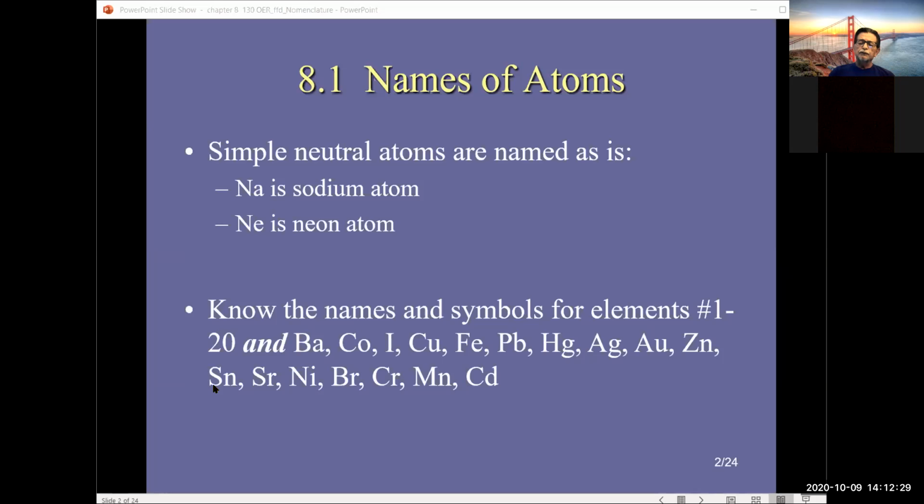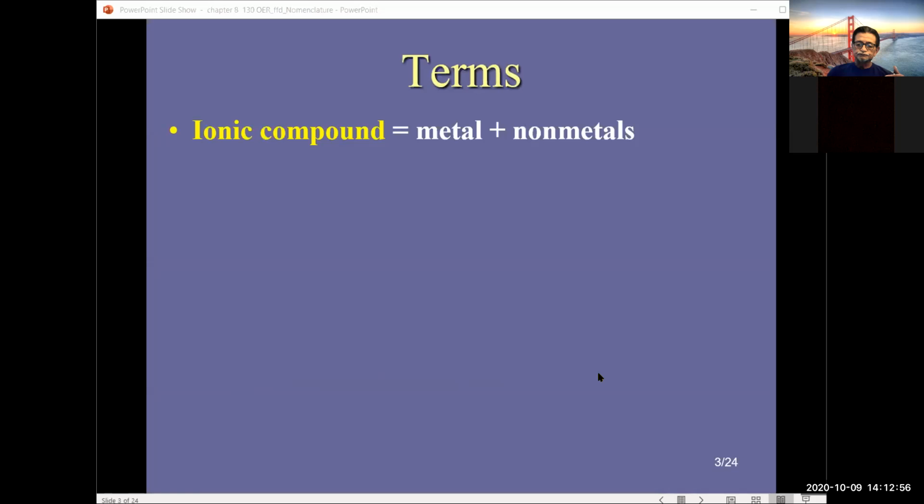Sn, its official name is stannous, but the most common name they give it is tin. And we got strontium, Sr. And Ni is nickel, Br is bromine, Cr is chromium, manganese is Mn, which people confuse with Mg, which is magnesium, okay? And then Cd is cadmium. Those are some names you may want to be familiar with.